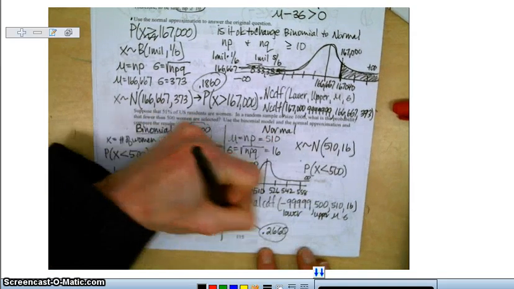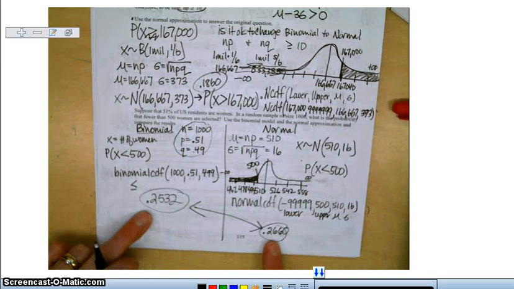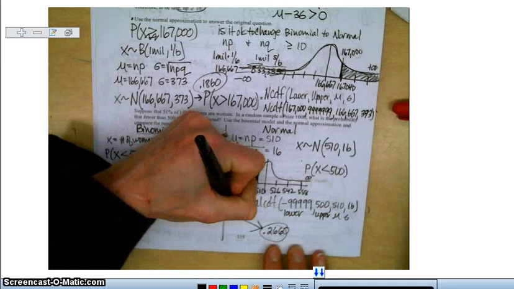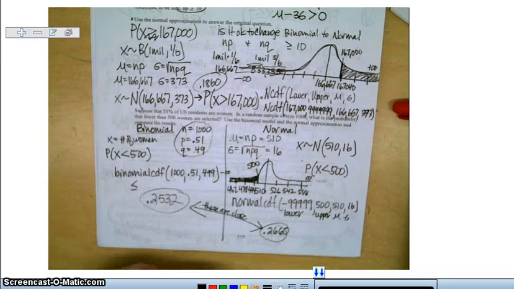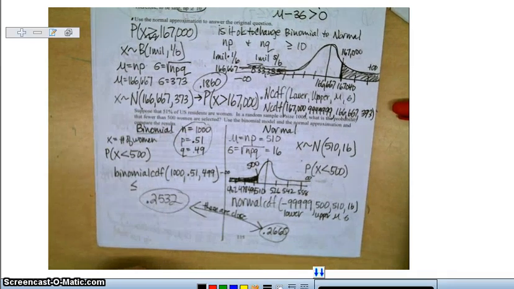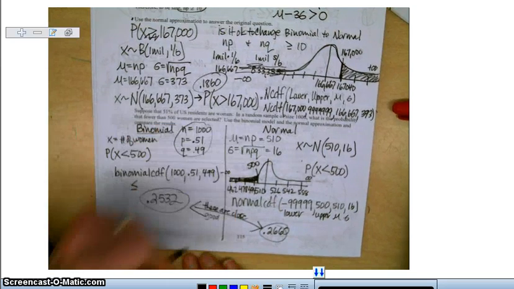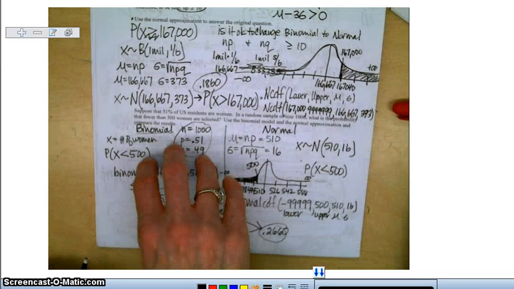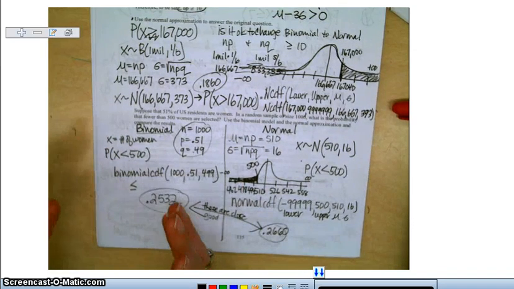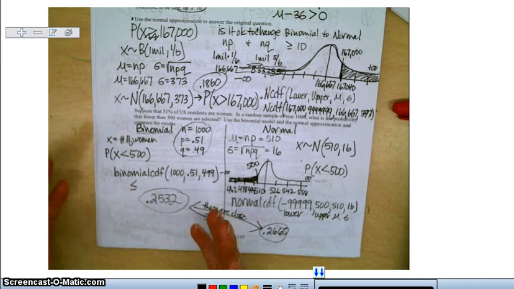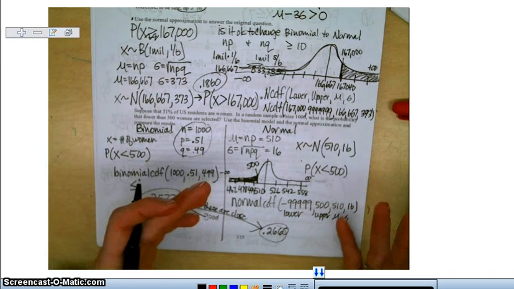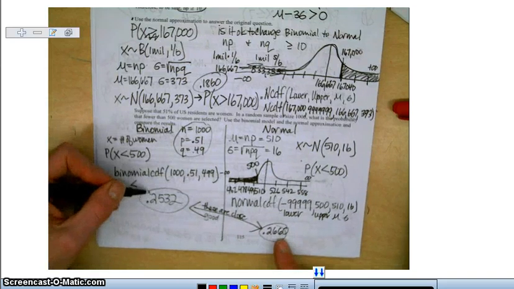Okay. So I have a question. Were these two close to each other? 0.26 and 0.25. Is that pretty close? Yes, these are close. Is that good or bad? It's good. Okay, why is that good? Because I'm trying to use the normal to approximate the binomial. If it's a binomial distribution, the binomial distribution is the best way to go, but sometimes it's okay to use a normal distribution. In this case, it must have been okay because the probabilities are close.